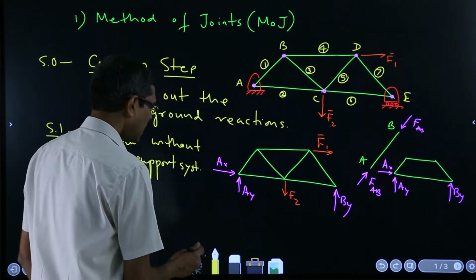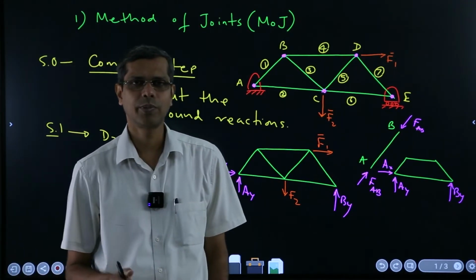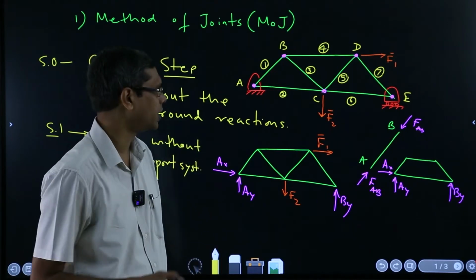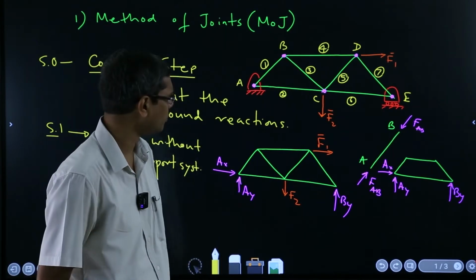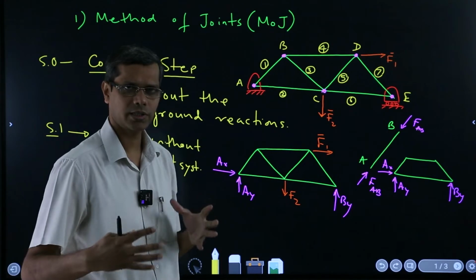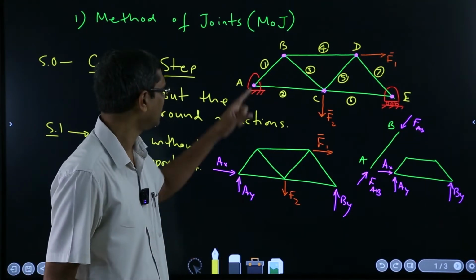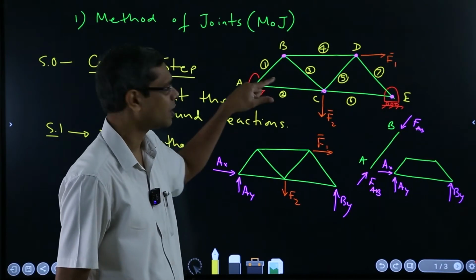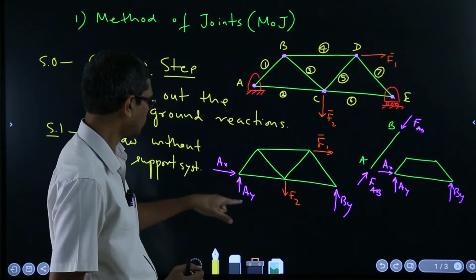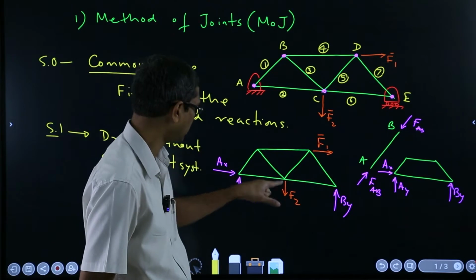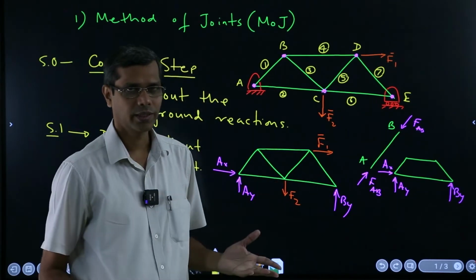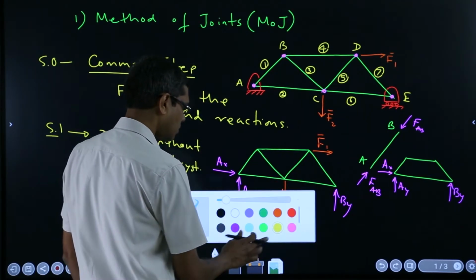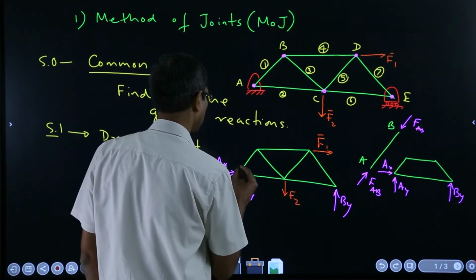Now the thing is, you have to consider the equilibrium of every joint one by one, because if the whole structure is in equilibrium, is in balance, that means every joint also is in balance under the action of the forces that are passing through it. Okay, so let's see here. So every joint, those 5 joints, they are definitely in balance. So let me number the joints here.